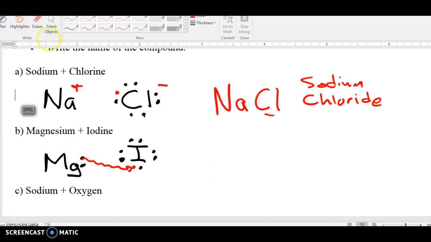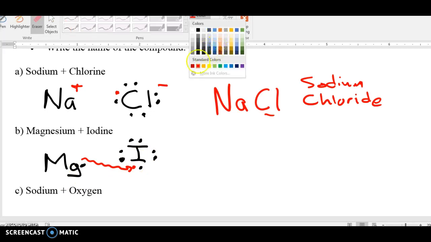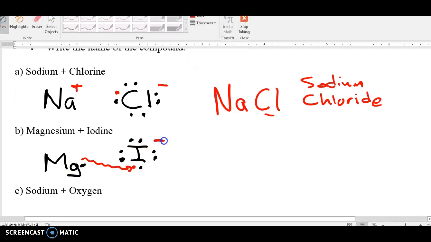Magnesium loses its valence electron there, and iodine gains one. So what happens to the charges now? Iodine becomes -1, and now it's got the 8 that it needs. So iodine is cool. Iodine's happy and stable. What happens to magnesium now? It lost 1 electron. Now it has a charge of +1.